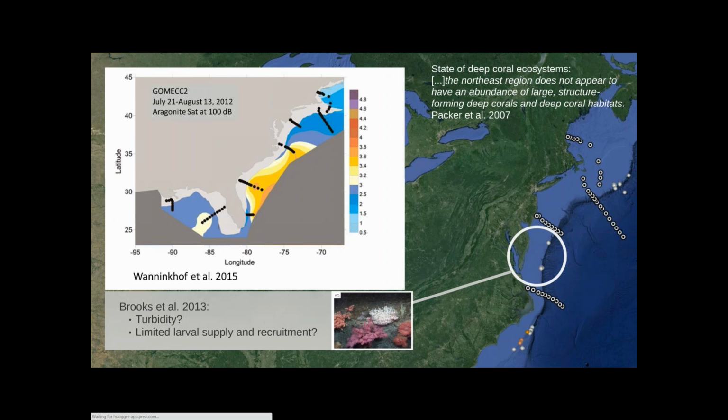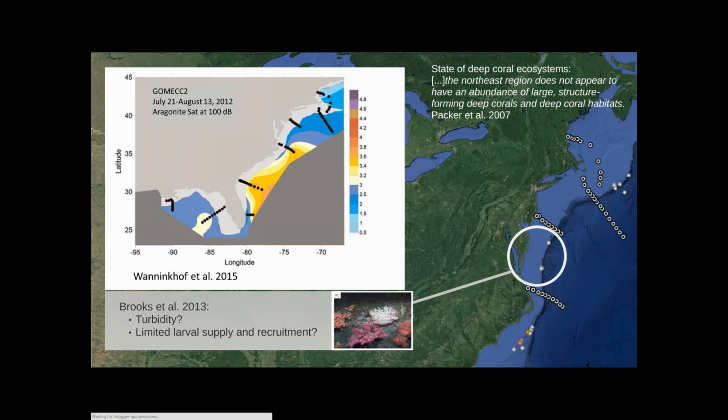A recent cruise by Brooks et al. in the Mid-Atlantic canyons found among the first aggregations of Lophelia there, but they were also small and never reef building. So they suggested that turbidity in the canyons or limited larval supply could play a role in that. But like I said, I think the overall patterns of reduced aragonite saturation states do support the lack of reef builders that we see up there.